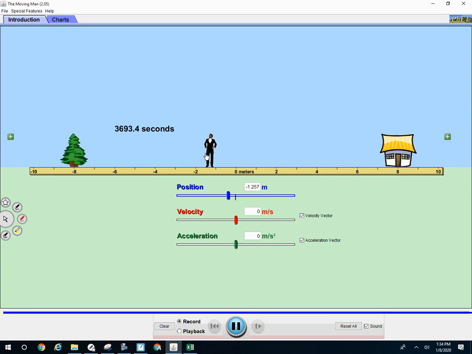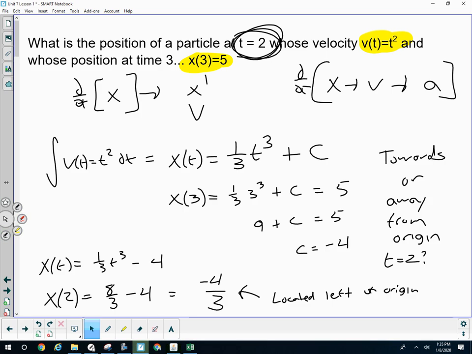And tell me the value. You have a formula for velocity. It's given to you in the problem. 4! All right, so what's the answer? We're going towards the origin. We have a negative position of 1 1/3. We have a positive velocity of 4. You press play, you go towards the origin at that moment. Okay? Good.